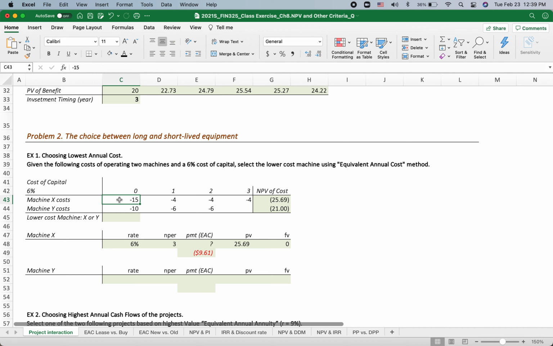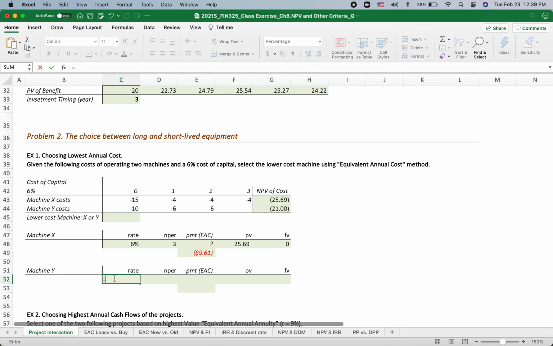Again, this $15 is also a cost, and $4. How much would be the annual cost considering all these numbers? So this 9.61 should be allocated here and here and here and every year, right? So the equivalent annual cost of machine X is 9.61.